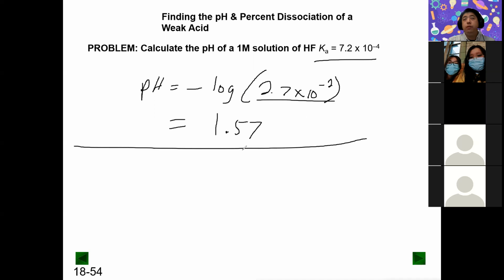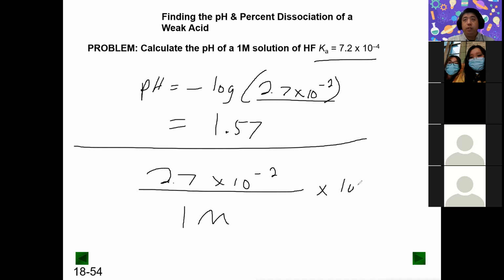So here I have 2.7 times 10 to the negative 2, and this is out of 1 molar concentration. Then I need to multiply this by 100. This comes out to about 2.7% dissociation, and it fits our 5% rule, and so it is justified.